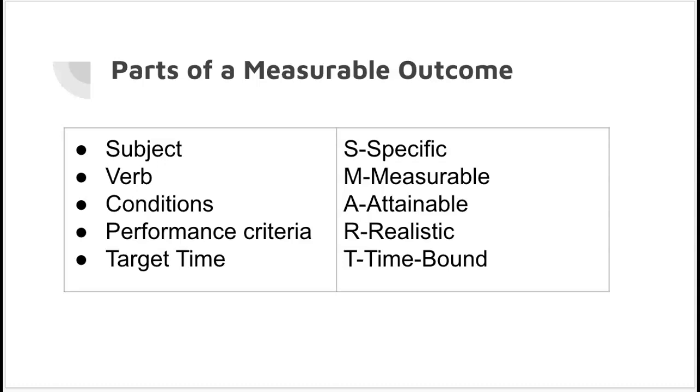Using the acronym SMART can help you create your measurable outcomes, because you need a specific goal. It needs to be measurable. It should be attainable, realistic, and time bound. So again, with that target time, that time bound is when you want this outcome to be completed.